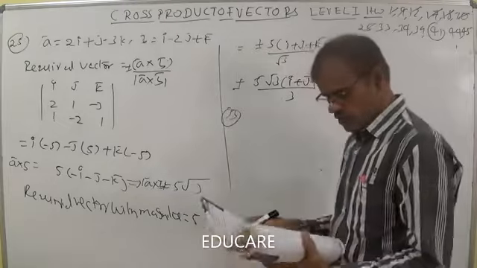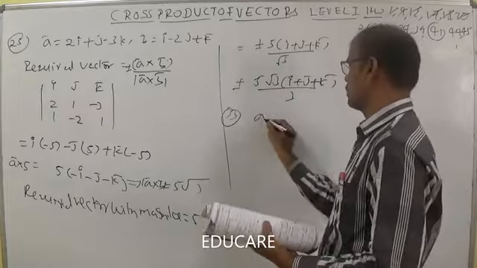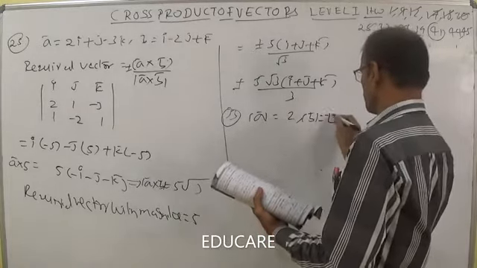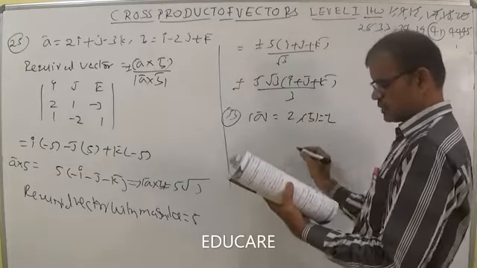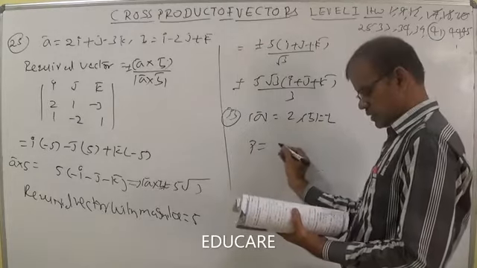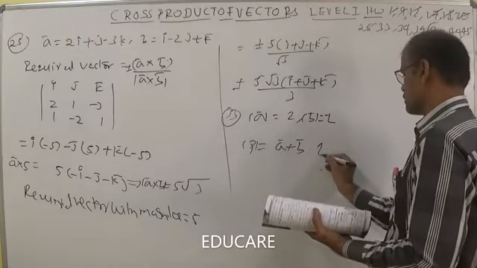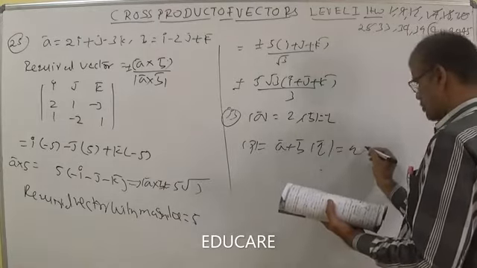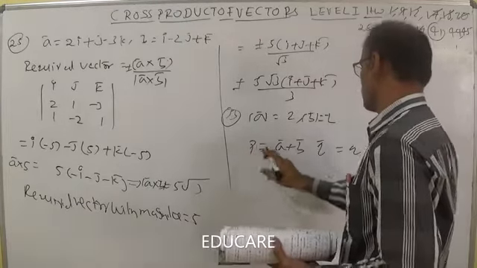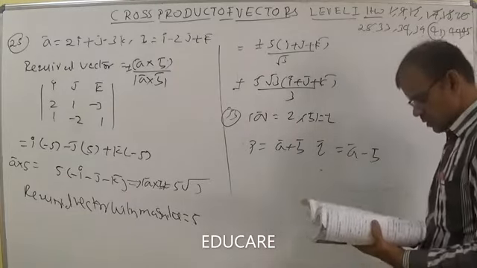Let us discuss about 33rd question. In the 33rd question I said mod A is equal to 2, mod B equal to 2, and P is equal to A plus B. Given the data P is equal to A plus B. I think we already discussed this one. P bar is equal to A plus B and Q bar is equal to A minus B.